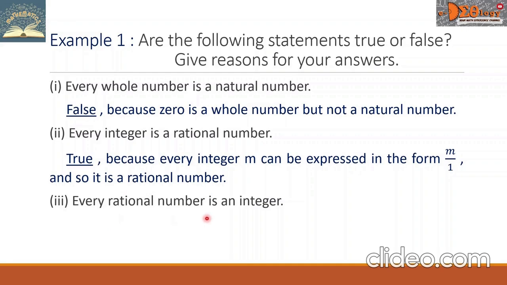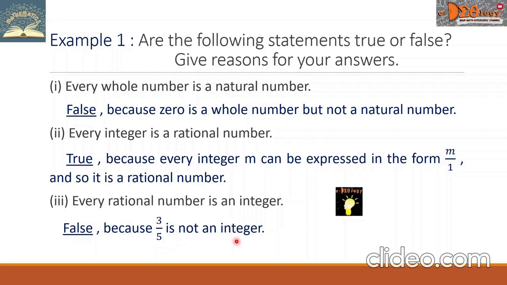Statement 3. Every rational number is an integer. This is false, because 3 over 5, a counterexample, is not an integer. Example 2. Find 5 rational numbers between 1 and 2.